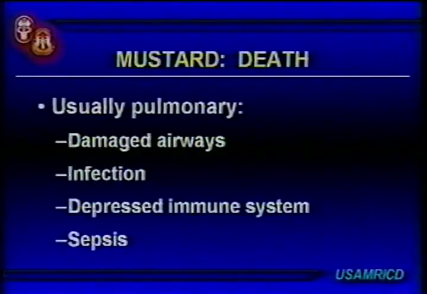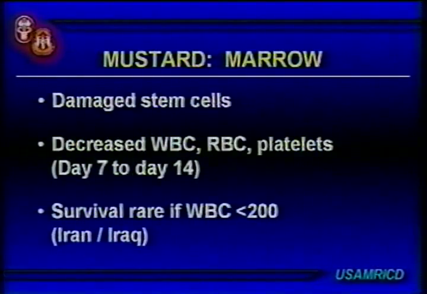coming up will show you this. At 7 to 14 days, if you've gotten a major systemic hit, the bottom falls out of your white count. And you get septic because you can't fight infection, and you get sepsis and a secondary septic type pneumonia. And that's another way you can die of pulmonary death with mustard. And that's what I just said. 7 to 14 days, the white count drops. If it drops below 200, from experience in the Iran-Iraq war, very likely you're not going to be a survivor, and then you get the secondary sepsis.